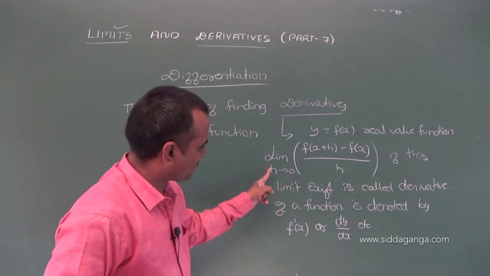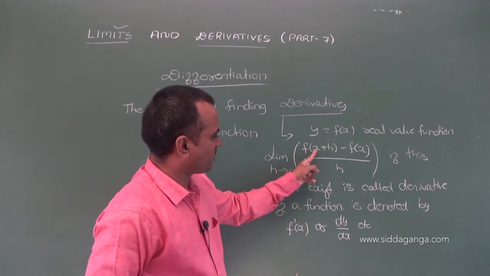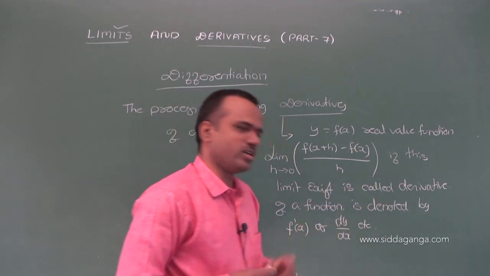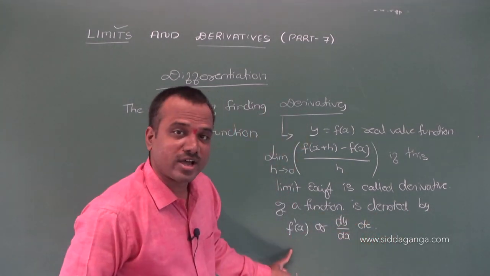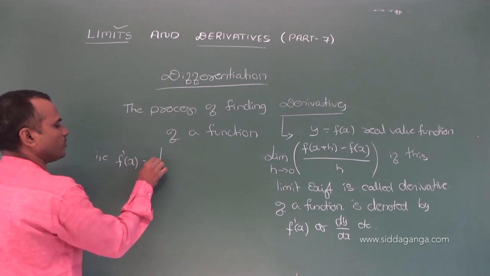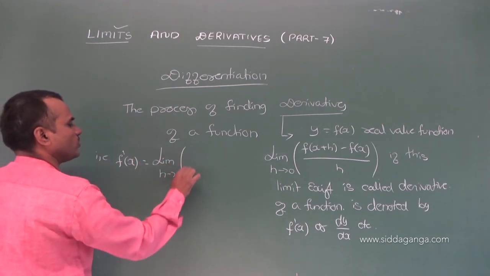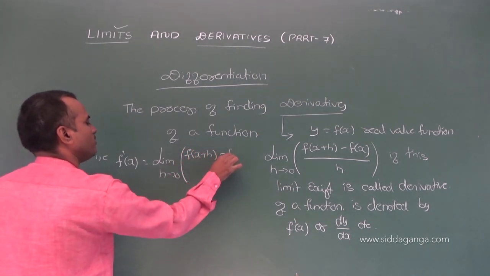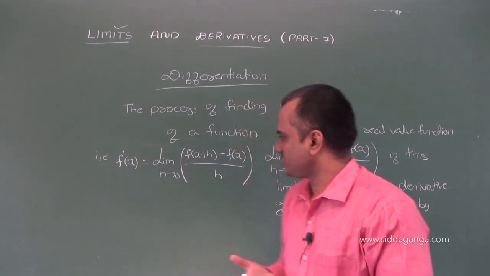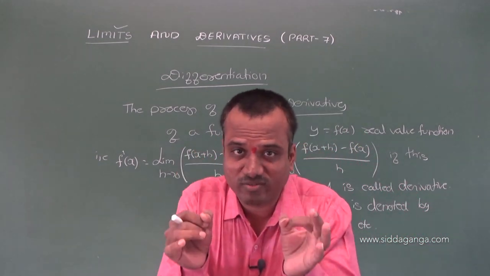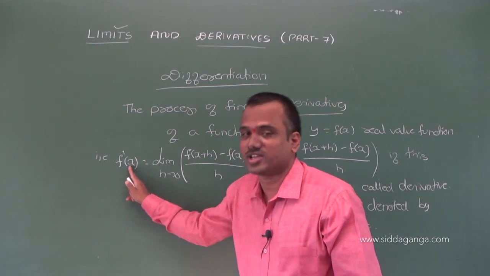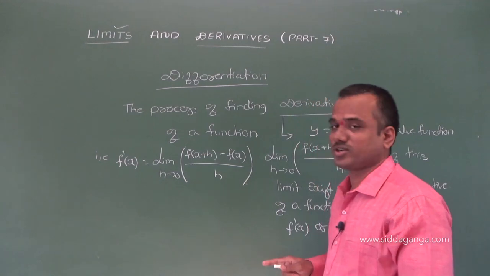If this limit, h tends to 0, f of x plus h minus f of x divided by h, exists, it is called the derivative of a function, denoted by f dash of x. That is, I write here: f dash of x is equal to limit h tends to 0, f of x plus h minus f of x divided by h. This we call the derivative of a function with respect to x.